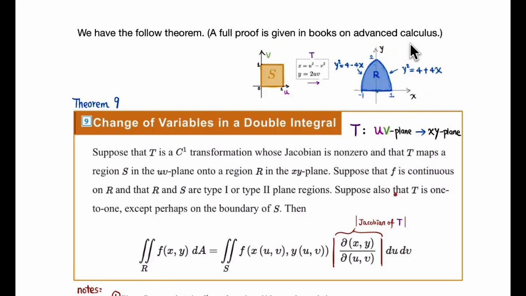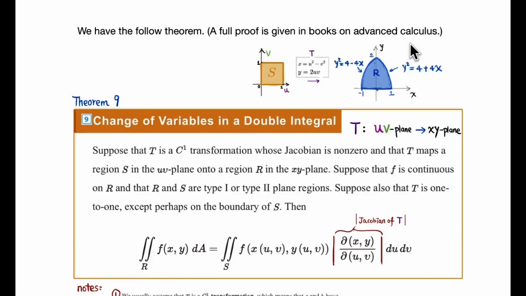Suppose also that this transformation T is 1 to 1, which means that there are no two points in this region S that map to the same point in this region R. Then we say that T here is 1 to 1, with the exception that perhaps on the boundary of S, T doesn't have to be 1 to 1.